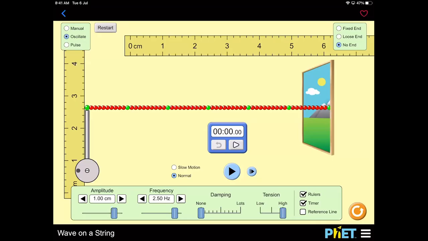Okay, so I've got the wave ready to go. I'm going to press the timer button. And what we're going to do is make one complete wave. We're going to calculate its wavelength, and we're going to calculate its period. So let's go. One wave going.